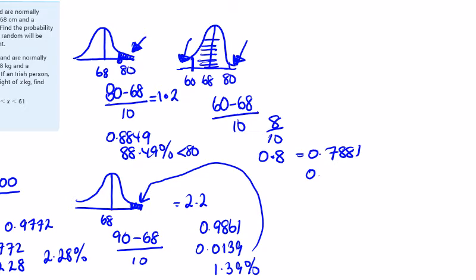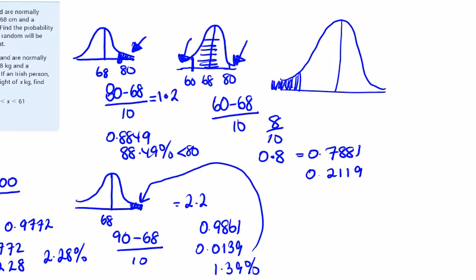So if I get the tail of that, what do we have to add? 0.2119 is what I'd have to add. So the tail of my 60, which we've reversed around, we're looking at the negative part, is 21.19%. And when we tested 80 earlier, we actually just got the left hand side of it. So the tail of 80, from 0.8849, is 0.1151, or 11.51%.